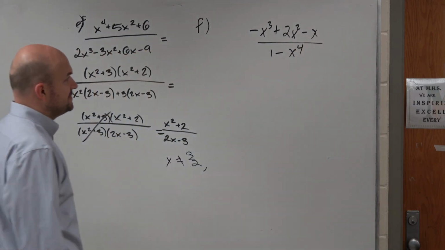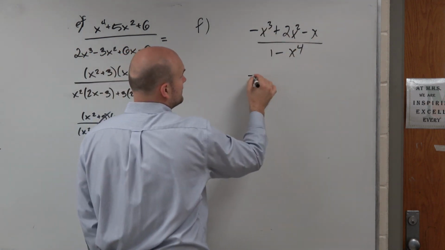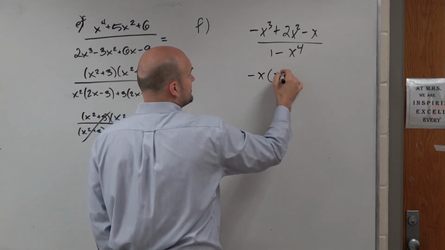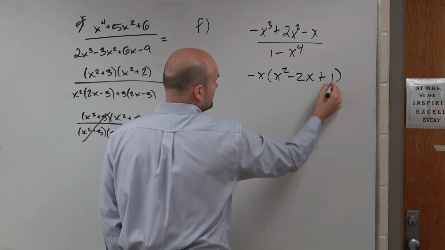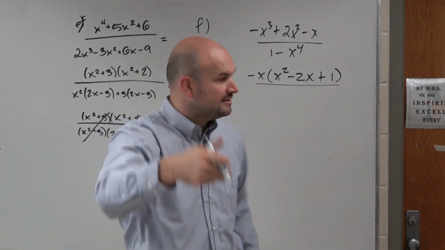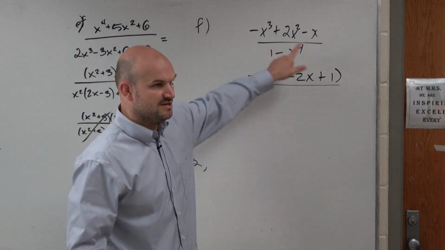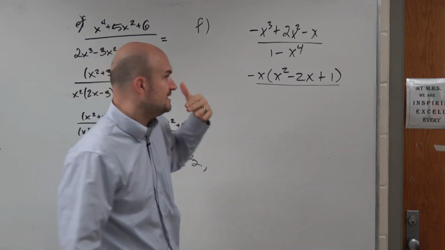So the first thing I would do, guys, is factor out an x as well as factor out a negative. If I factor out a negative x, that's going to leave me with x squared minus 2x plus 1. And again, if you're not sure if I just did that correctly, multiply it back. Make sure if you multiply negative x times all of those, it makes sense. It works, right? And you can hopefully do that in your head.